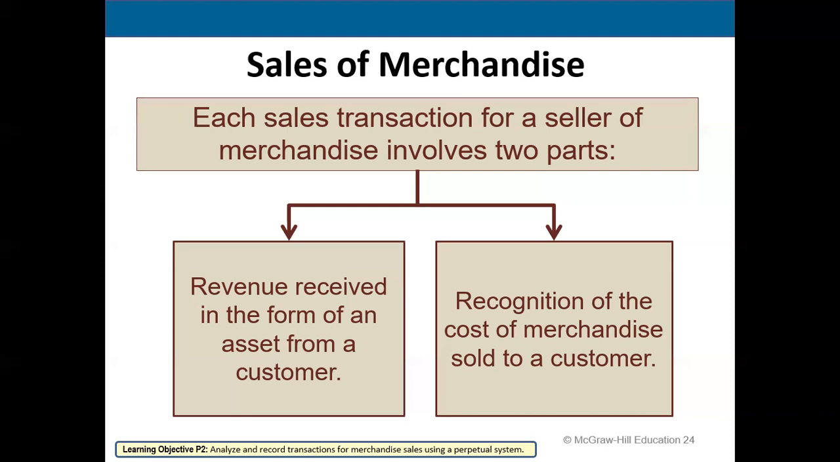The second part is the cost portion of the transaction. We have to record the cost of the goods we're selling. And so that will involve a debit to cost of goods sold and a credit to the merchandise inventory account. So the one transaction records the amount we receive from the customer as revenue and is either cash or an increase to accounts receivable. The other transaction involves the cost of the goods we're selling and the reducing of the merchandise inventory, because we no longer have the inventory because we sold it to the customer.